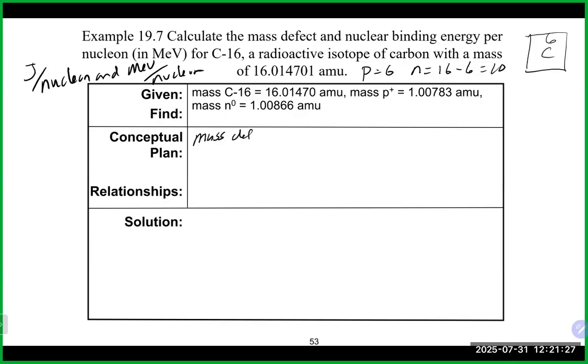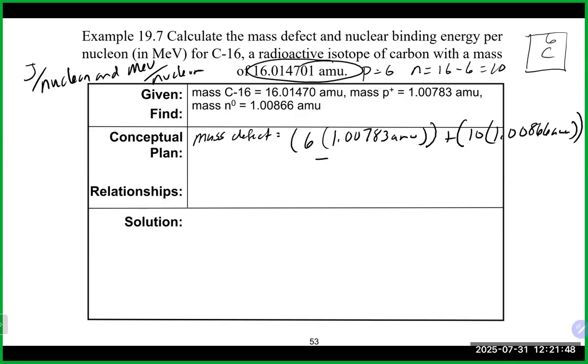Our mass defect in this case would be our 6 protons times the mass of a proton, 1.00783 AMU. We will add that to 10 times the mass of a neutron, 1.00866 AMU. We will subtract that from the atomic mass of the isotope, which is 16.014701 AMU. Again, that's going to give us our mass difference between our particles and the mass of the isotope that's going to be converted into energy. Try to punch in all the right numbers this time.